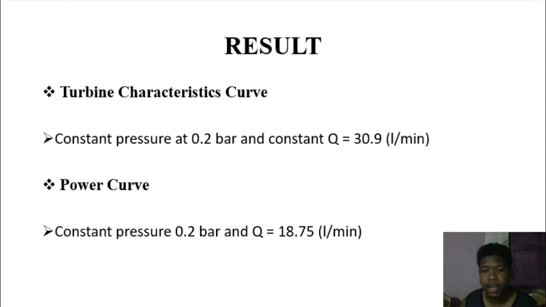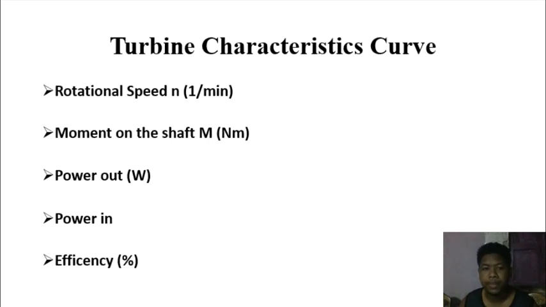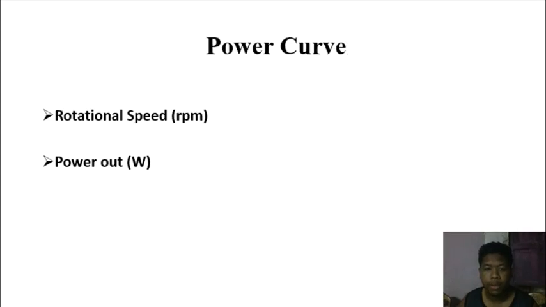First, for the result, there are two results. First is the turbine characteristic curve with constant pressure 0.2 bar and constant flow rate of 30.9 liter per minute, and the power curve with constant pressure 0.2 bar and flow rate of 80.75 liter per minute. For the turbine characteristic curve, we are going to collect the data for the rotational speed, moment on the shaft, power out, power in, and efficiency. For the power curve, we are only going to collect data for rotational speed and power out.